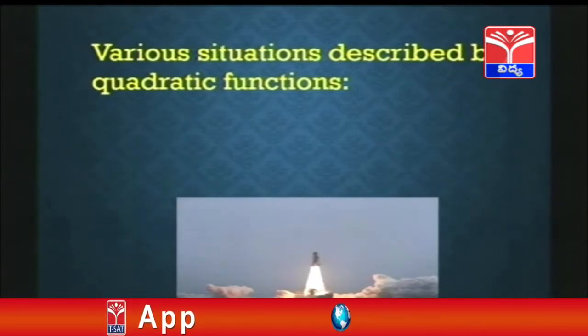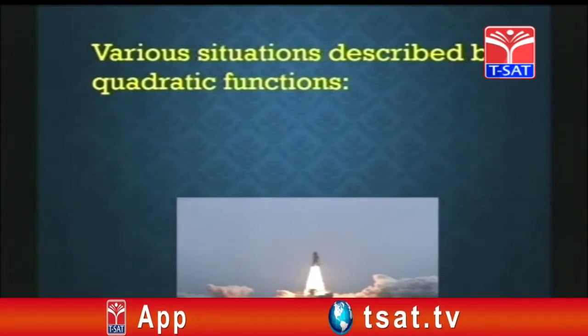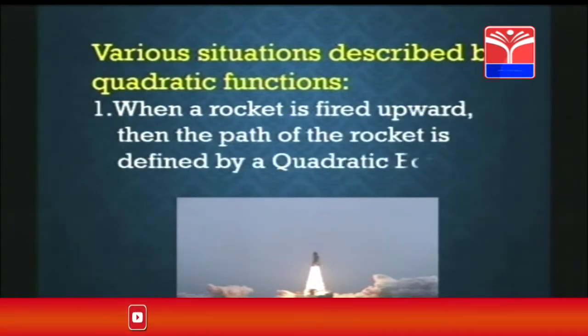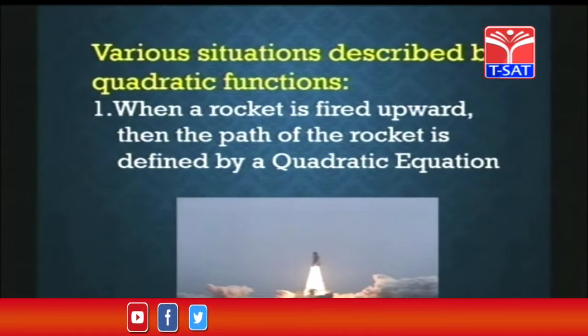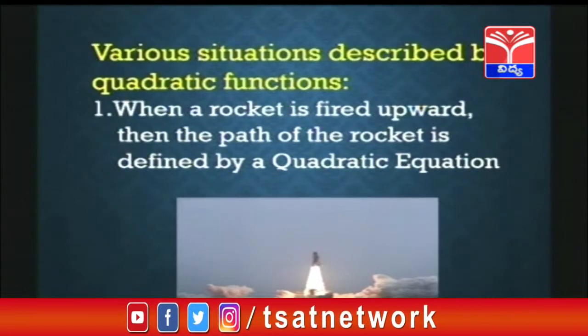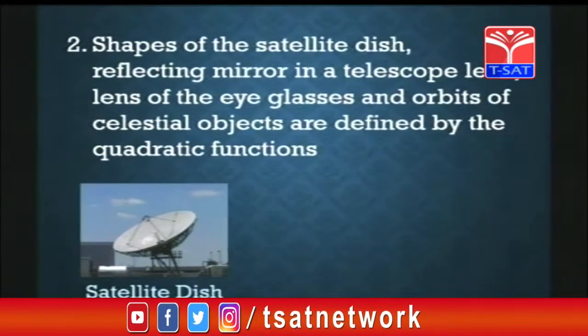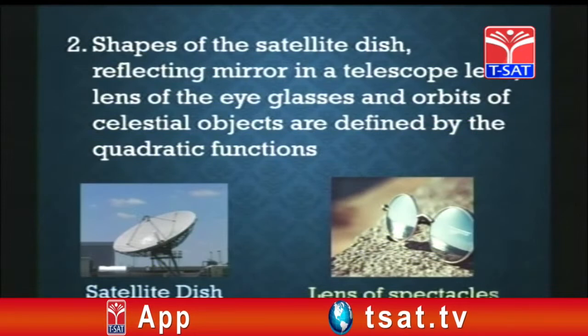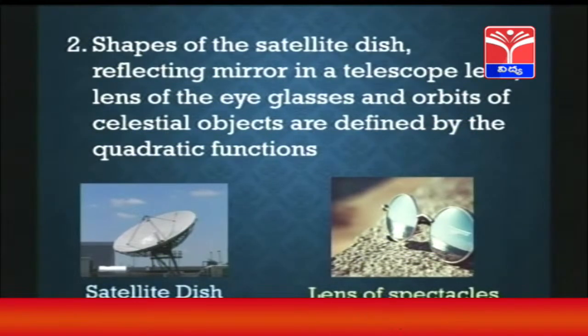Yes, you can see a rocket, right? Now when a rocket is fired upward, then the path of the rocket is defined by a quadratic equation. Shapes of the satellite dish, reflecting mirror in a telescope, lens of the eyeglasses and orbits of celestial objects are defined by the quadratic functions.